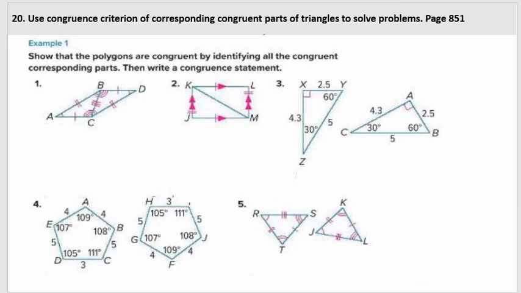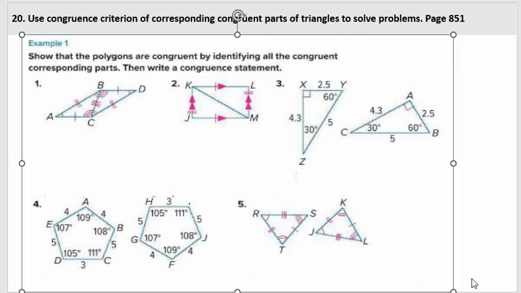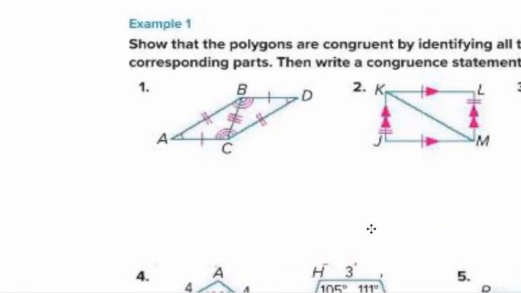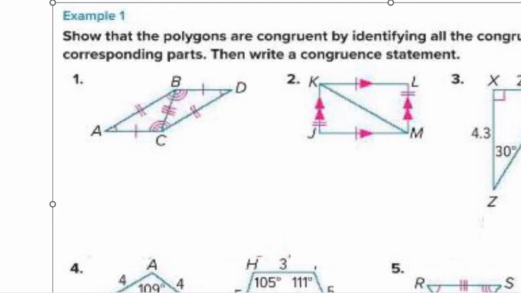Topic number 20, corresponding triangles for corresponding parts. Okay, so let me just make it big so you can see it clearly. Question number 1, you have to check for triangles. AC is equal to DB. Single, this is 3 times, here it is 2 times.